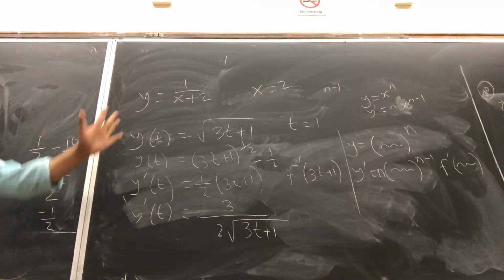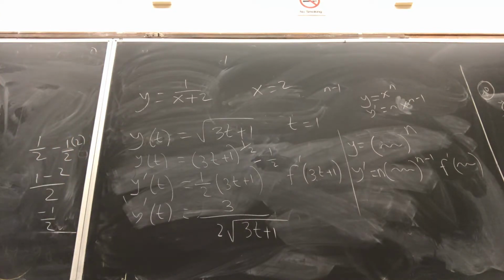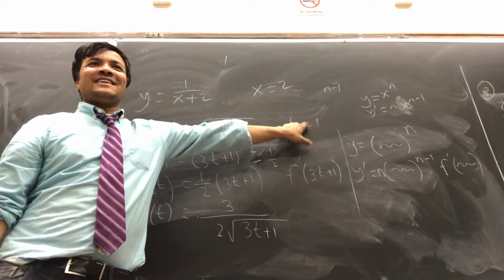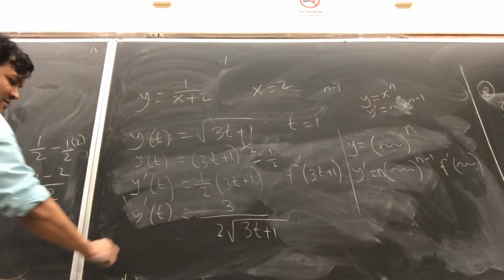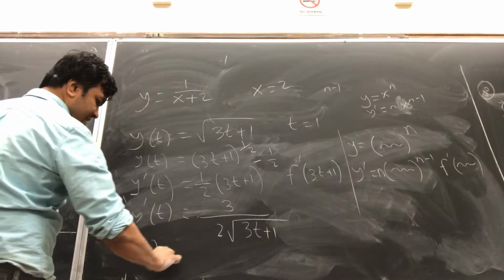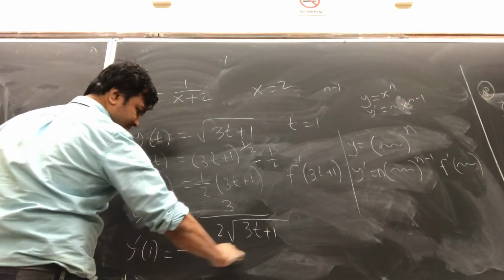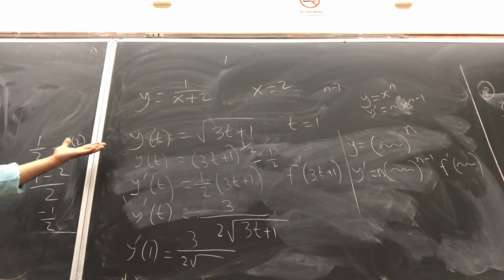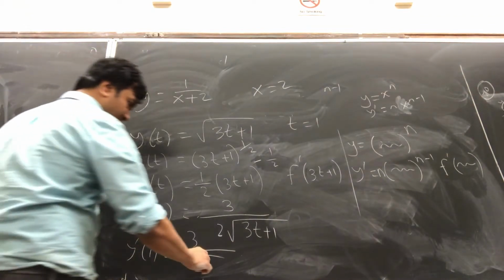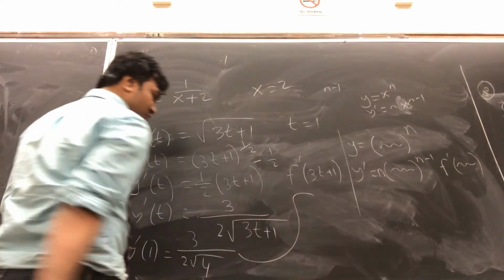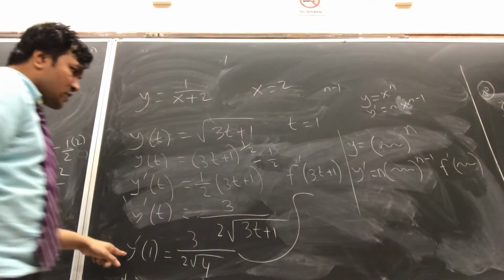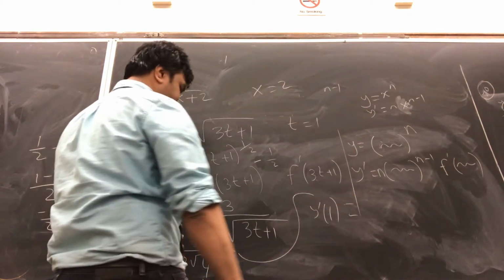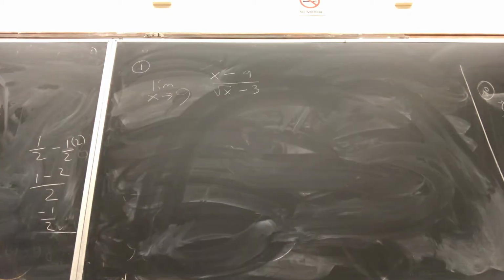Am I done, or do I have to do one more thing? No, not rationalize. I have to find the limit when t is 1. So y prime of 1 is what? 3 over 2 squared. Yeah, perfect square. It's supposed to be a perfect square because you did everything correctly. So y prime of 1 is equal to 3 over 4.